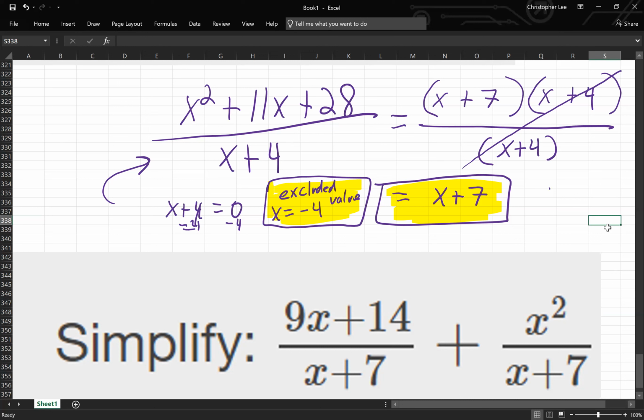How do you get the excluded value? Set the denominator equal to 0 and then just solve for x. What that's telling you is that x in this expression could be any value except whatever value would make that denominator 0.